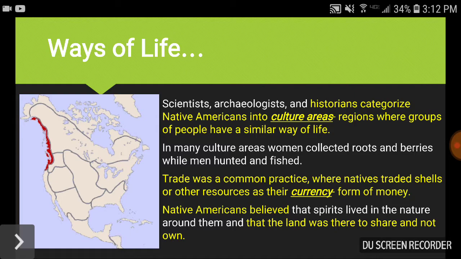If you are a mapmaker, you are going to say that these Native Americans live in a similar region. So the environment is going to be similar to other Native Americans living in that group. For us, I'm going to use culture areas and region probably interchangeably. All it means is that Native Americans living in that area either have the same environment that they're living in, or they have the same type of way of life.